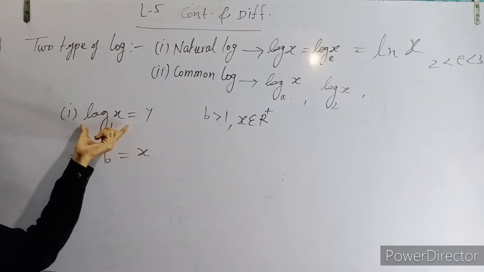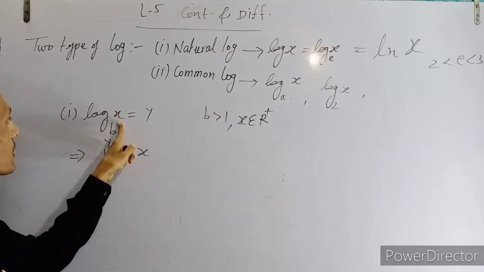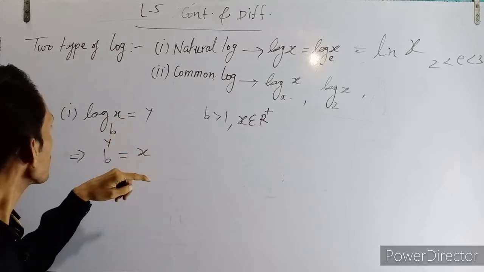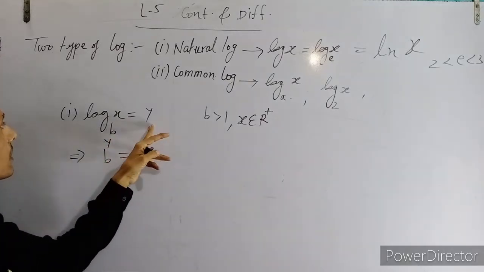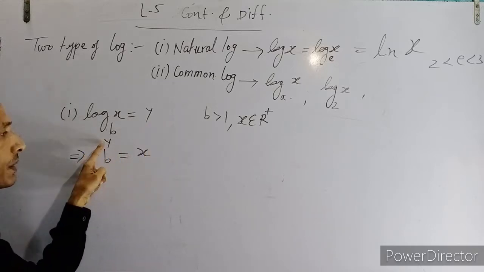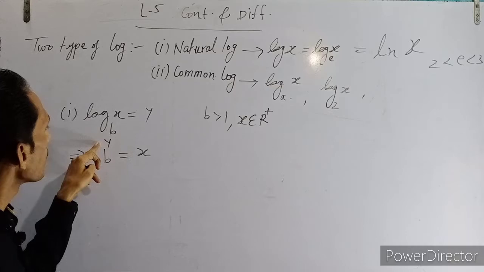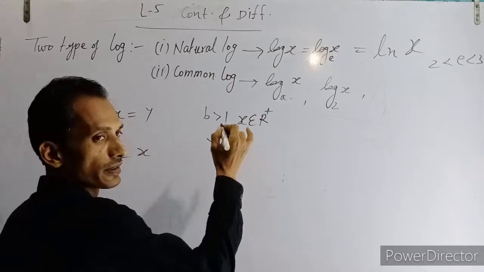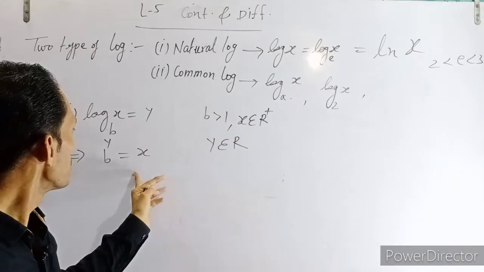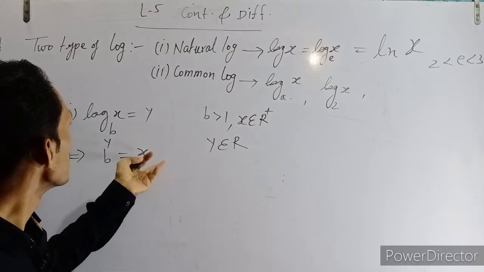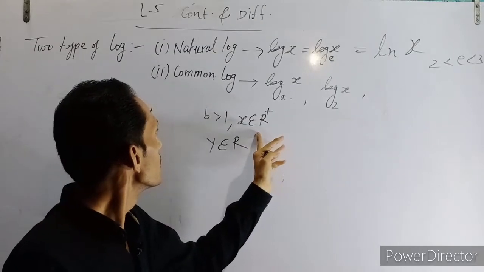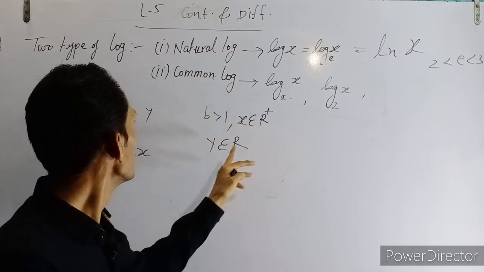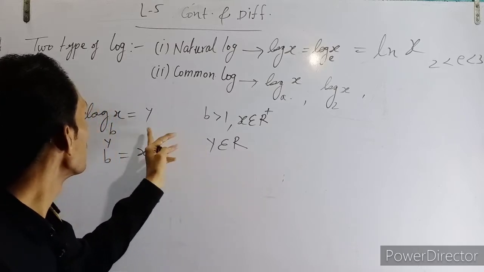You can observe what values we can put in the log function, that is called the domain of the log function. Now what will y be? You can assume that y may be any real number, positive or negative. So y belongs to R. Is that clear? In this property we have to keep in mind this point: b should be greater than 1, x belongs to R positive, any positive real number, and y is any real number.